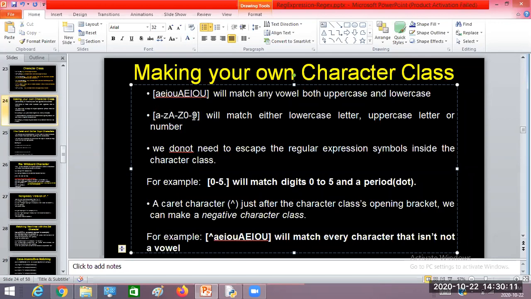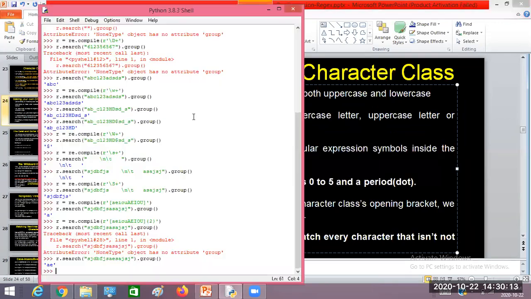Then there is another advantage of this character class. Try to understand here. Let us take an example and try to understand another advantage of the character class.